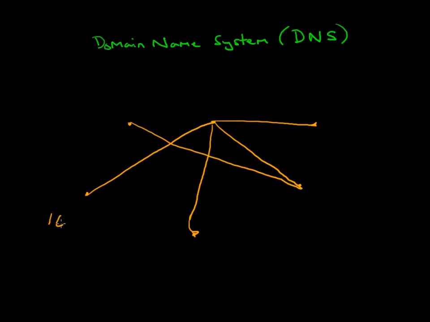So this one might be 168.115. This one could be 174.28.3.2. So they have IP addresses that look something like this, and each one of these computers will have its own IP address. Now, the problem with this is exactly the same as the problem you have with telephone numbers. Humans find it quite difficult to remember what the numbers are. So what they came up with was a thing called domain names.